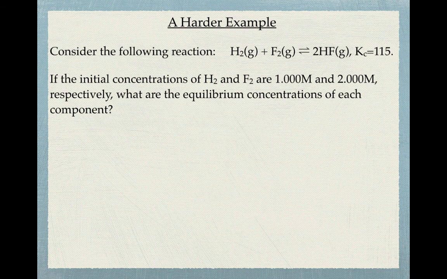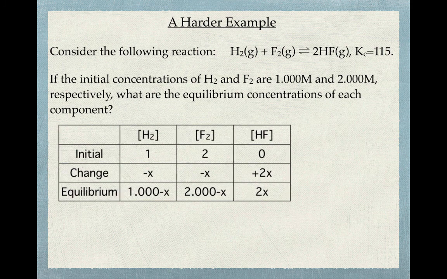Well, let's look at an example that's a little bit harder here. So here we have a reaction, H2 plus F2 going to 2HF. It's got an equilibrium constant value of 115. Our initial concentrations of H2 and F2 are 1 molar and 2 molar. And what we want to know are the equilibrium concentrations of each component. So we want to know the H2, F2, and the HF.